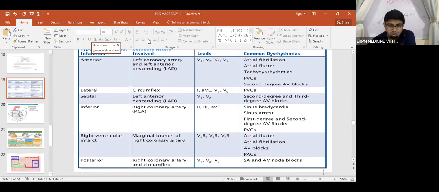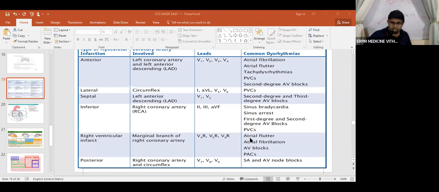Again by the right coronary marginal branch. If you look at the posterior, that is by your V7, V8, V9, and it is supplied by the right coronary as well as the circumflex artery. The MI pathologies I will discuss in a proper ECG class.